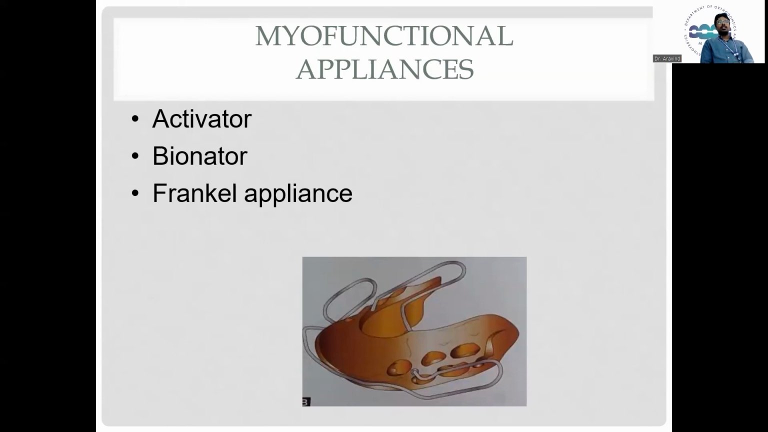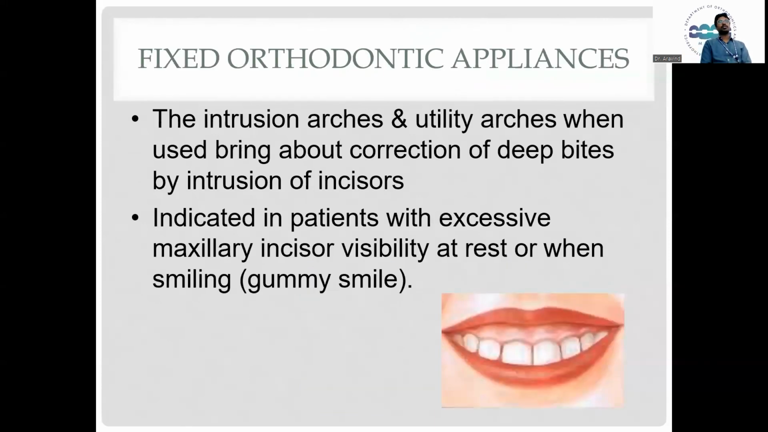We can make use of various myofunctional appliances too for correction of a deep bite malocclusion. Some of the myofunctional appliances include the activator, bionator, and Frankel appliances. Next, coming to fixed orthodontic appliances, we can make use of certain intrusion and utility arches, and they can be used to bring about correction of deep bites by intruding the upper and lower incisors.